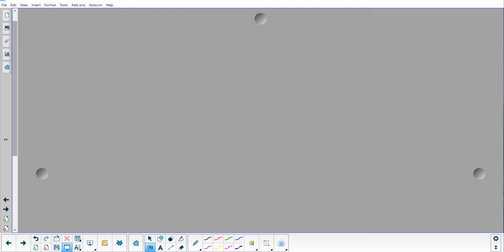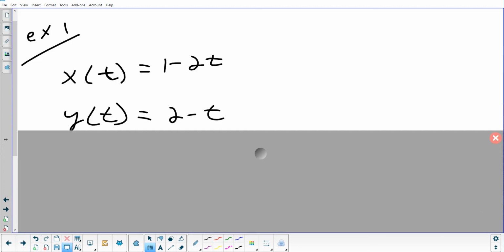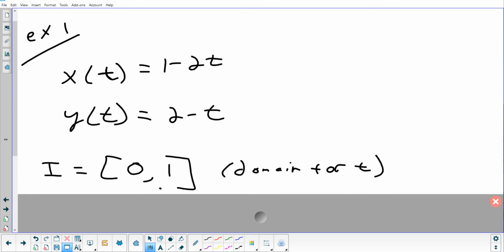All right, so let's go through this and look at what we have. First of all, this is a set of parametric equations. Relatively simple equations. Okay? 1 minus 2t and 2 minus t. 1 minus 2t is the formula that's going to give you the x's. 2 minus t is the formula that gives you the y's.